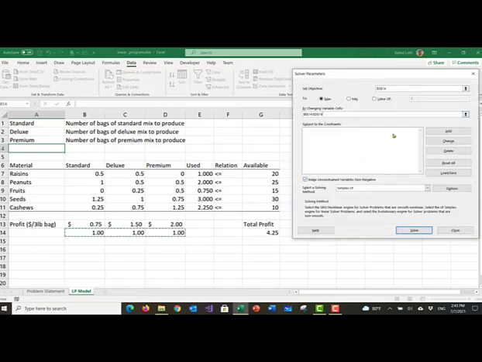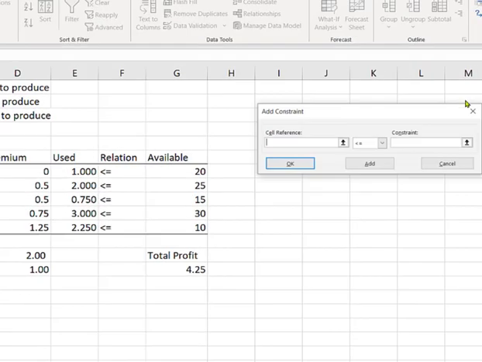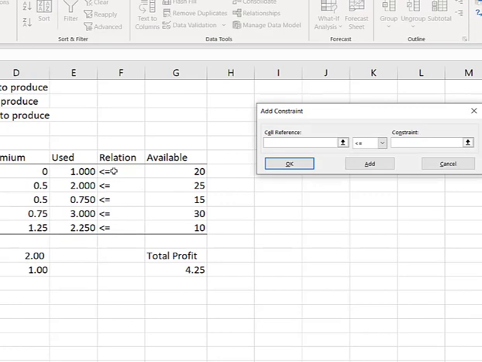Okay, now I have to add the constraints. There are 2 ways to add the constraints. You can add them one constraint at a time, and I'll show you that first. So just type add, and you put used in here. The relationship is less than or equal to, and the total available is equal to 20. So we can just add that, and you go through this one constraint at a time.